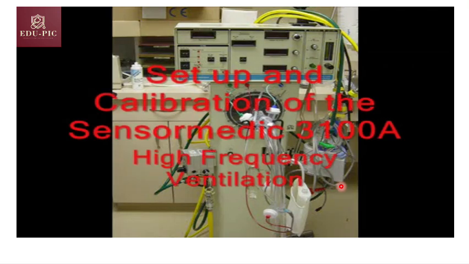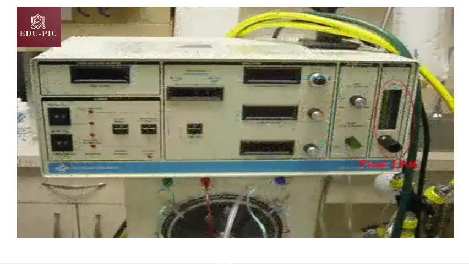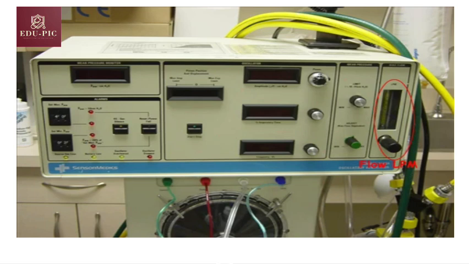And here let's see together how to start and calibrate this machine. This is a SensorMedics 3100A, which is mainly used for neonates and pediatrics, and there is another machine for the adults. Let's see the components for this machine. Here is the flow, here are the MAP buttons, two buttons for MAP, here is the frequency, here is the inspiratory time, amplitude or delta P or power, all are the same.